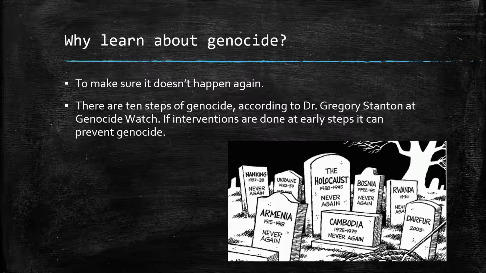Now, there are 10 steps of genocide according to Dr. Gregory Stanton at the Genocide Watch Group. And if interventions are done at the early steps, it can prevent genocide. So my hope is that you see the pattern that genocides follow in the hopes that you can identify them and work to make sure they don't happen again.